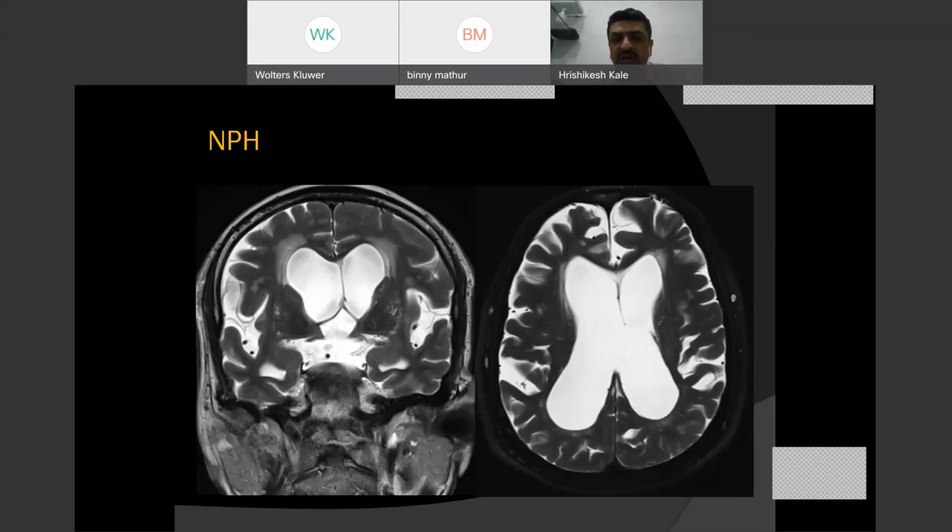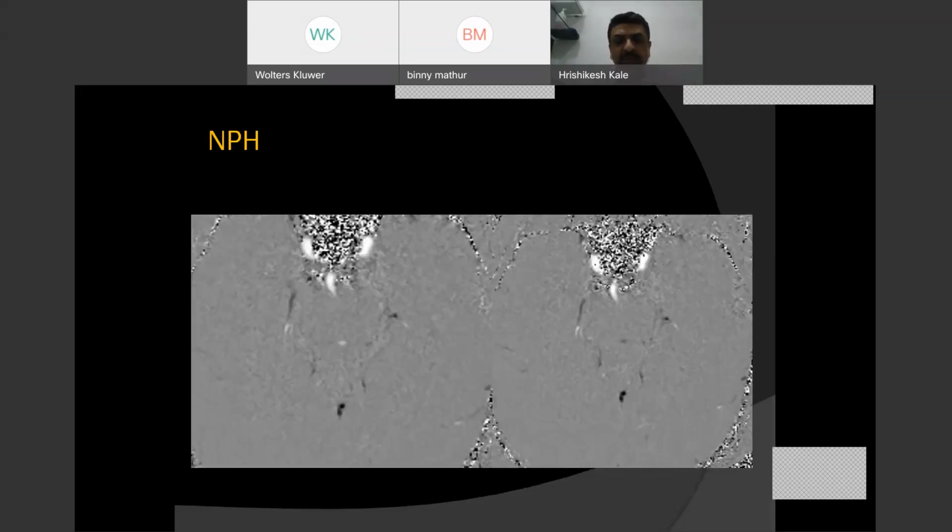Okay, so let's look at some cases here. This is a coronal T2-weighted sequence and an axial T2-weighted sequence. You can see on this coronal sequence there are dilated sylvian fissures and dilated sulci. If you divide this coronal image in half, you can see that the sulci along the lower portion of this image are dilated far more than at the top of the image in the frontoparietal region. So this is the typical appearance of DASH. You can also see that the ventricular system is dilated out of proportion to the dilation of the sulci.